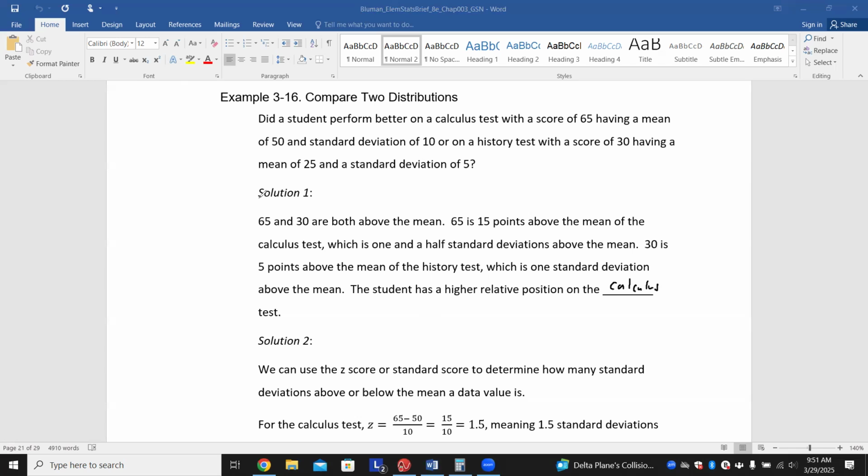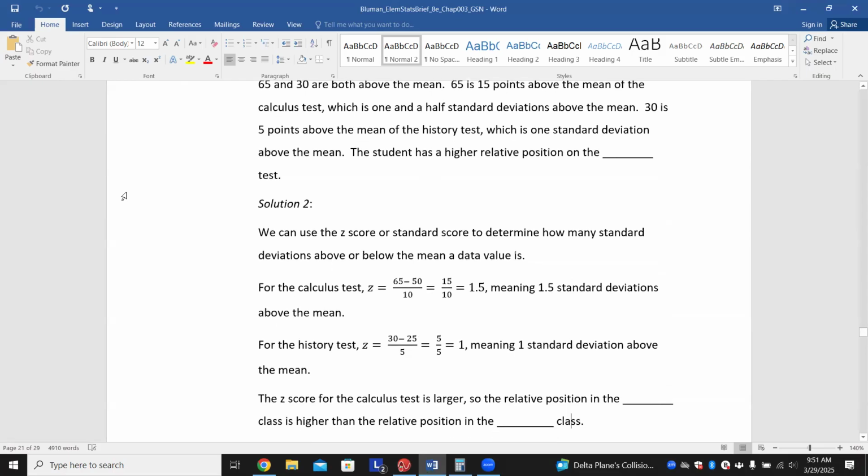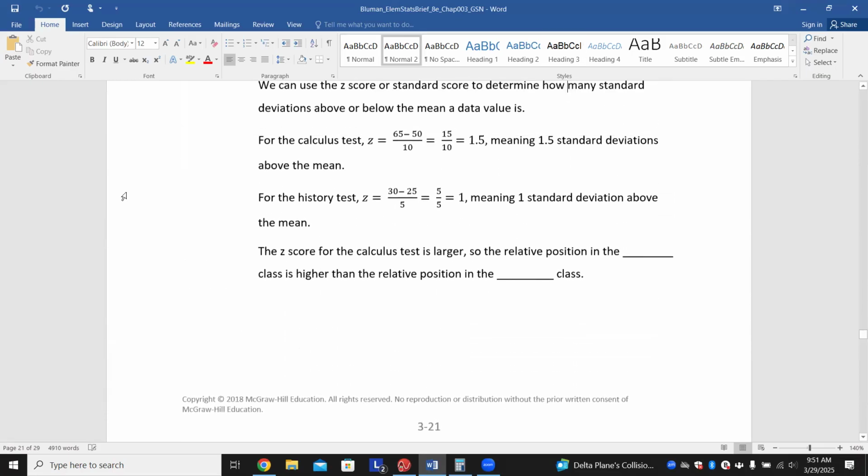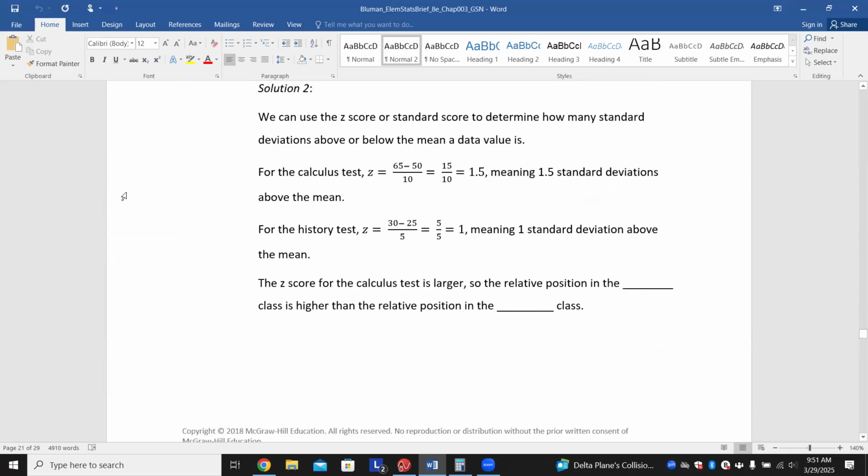Now that we know how many standard deviations away each one is, that is pretty much what the Z-score is. In the second type of solution, we can use the Z-score or standard score to determine how many standard deviations above or below the mean the data is. What they just said in words in the first solution is this in math. They took the number you're looking at, 65, minus the mean, 50. They got 15, divided that by the standard deviation of 10, and got 1.5, meaning 1.5 standard deviations above the mean.